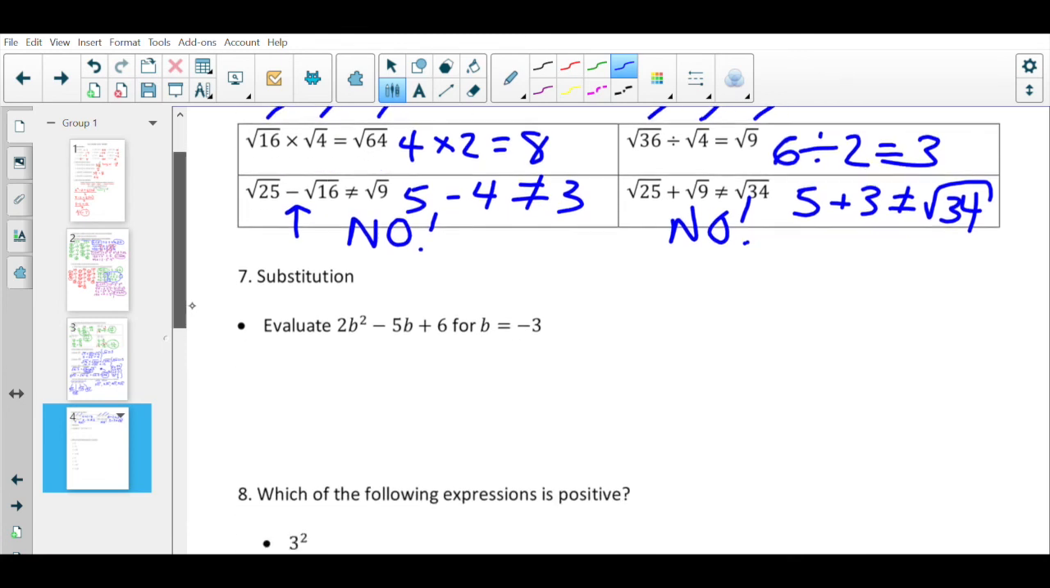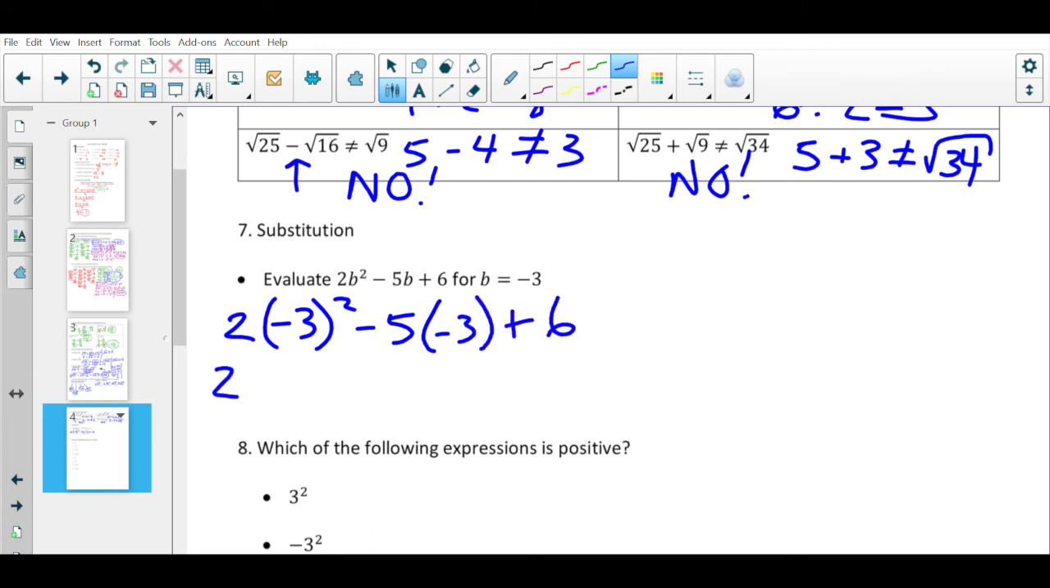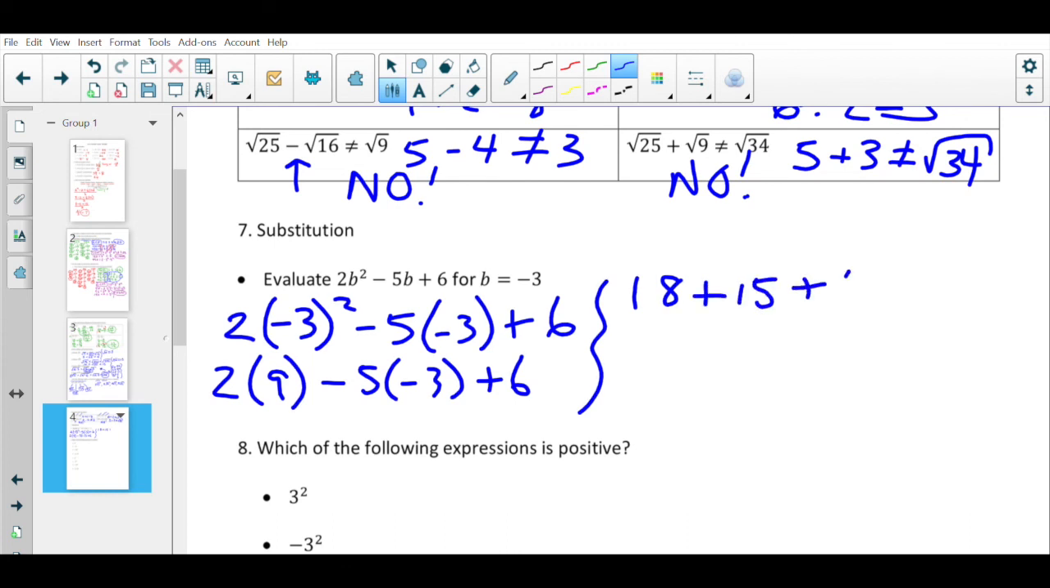Substitution. Almost there to the finish line. Substitution. 2b squared minus 5b plus 6. Substitute in b equals negative 3. So use your brackets. 2 times negative 3 squared minus 5 times negative 3 plus 6. So negative 3 squared is 9, minus 5 times negative 3 plus 6. 2 times 9 is 18. Negative 5 times negative 3 is 15 plus 6. 18 and 15 is 33 plus 6, and that is 39.